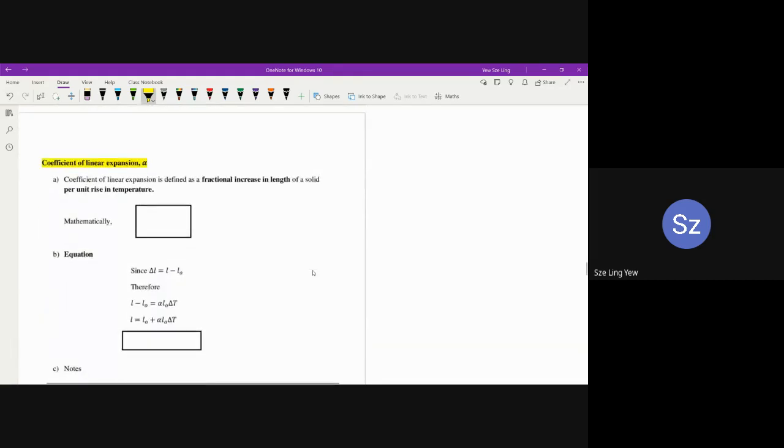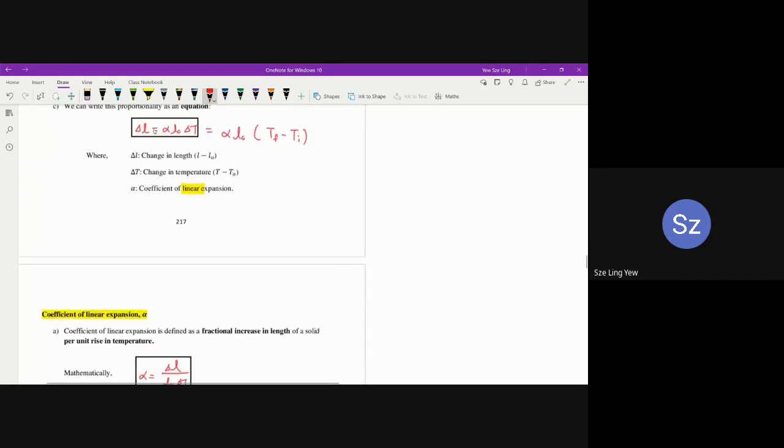So if you rearrange the equation, then the definition for the coefficient of linear expansion is alpha equals delta L over L naught delta T. So basically you just have one equation, but then you rearrange it. You're just playing around with the equation to get a different definition. So the coefficient of linear expansion is defined as the fractional increase in length of a solid per unit rise in temperature. So the equation now, other than delta L equals alpha L naught delta T.